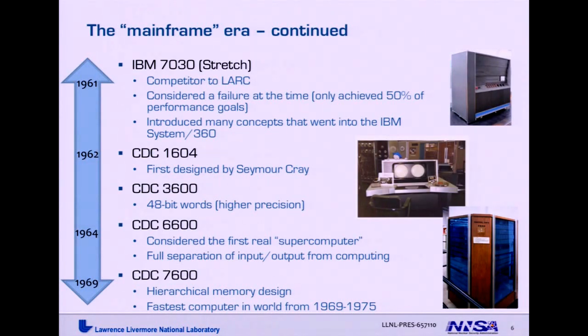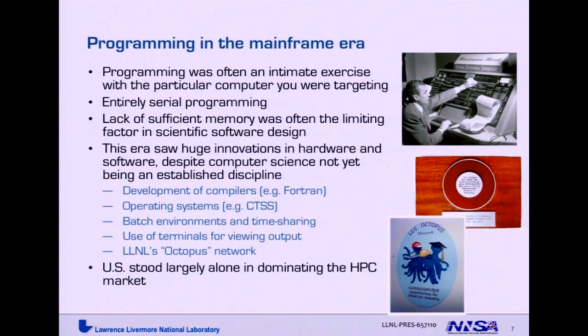And so in this mainframe era, it was really the same machines that people were using for scientific computing that were being used for business. That's why IBM was big in this place. It was a very intimate style of programming with the machine. You really had to understand the hardware. Things like compilers and operating systems were being invented as we go. Networking, batch environments, all the things that we take for granted today on machines were really fleshed out in this era. And the US largely stood alone in this era, dominating the HPC market.